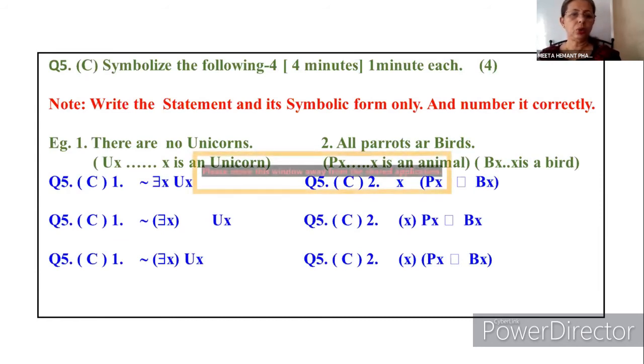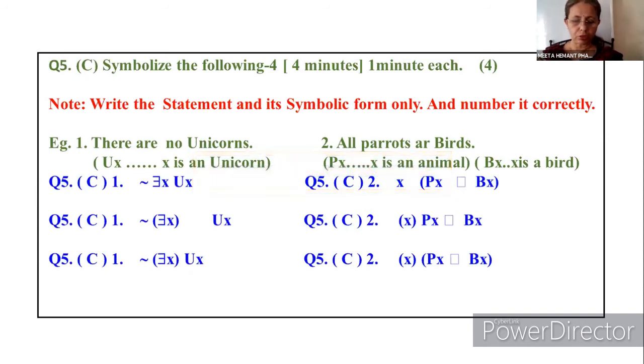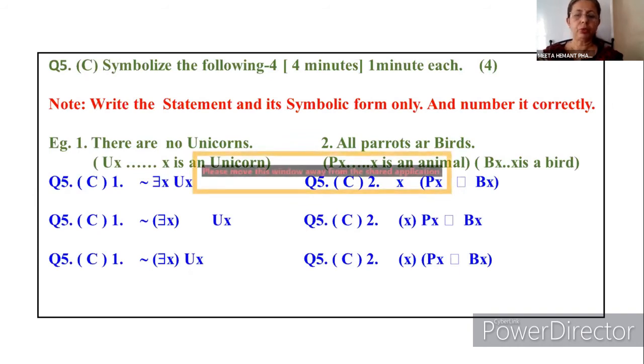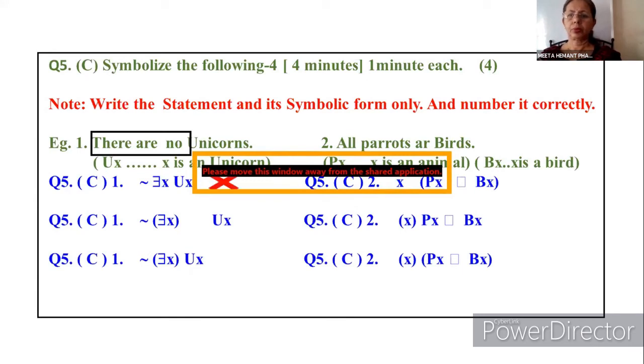So, there are no unicorns. You have negation of the existential quantifier, ~(∃x)Ux, is the correct answer. Existential quantifier means the laterally inverted E, with x in the bracket, so that you don't forget to write it. Here, all parrots are birds. So universal quantifier (x)(Px ⊃ Bx). This has to be written in the bracket. If you forget the brackets, again it will go wrong. You will have to write the brackets. So this is the way of writing.